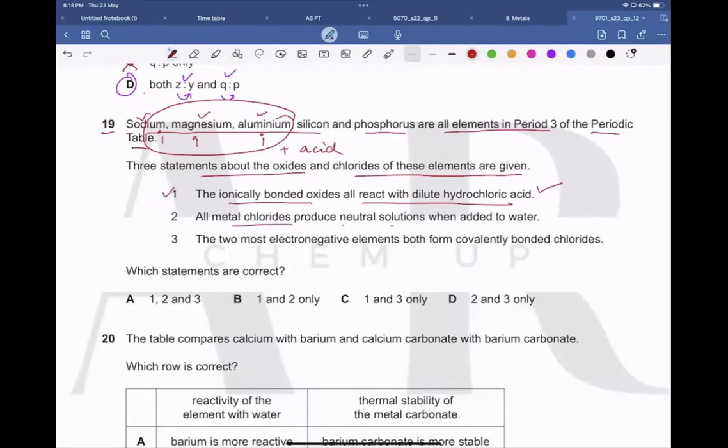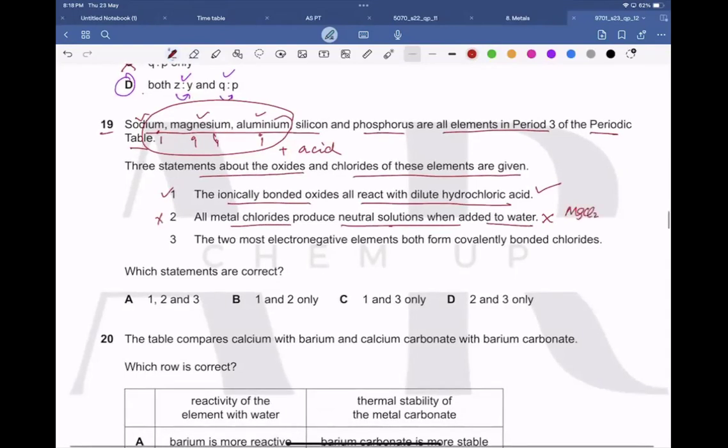All metal chloride produces neutral solution when added to water. No, completely wrong. Because when we talk about MgCl2, it has a pH of 6.5, so it's acidic, not neutral. And AlCl3 has a pH of 3 to 4, so it's also acidic. So if 2 goes wrong, which makes B and A, all 3 go wrong, so we are left with only C. So C is the correct answer. Is this clear to all of you?